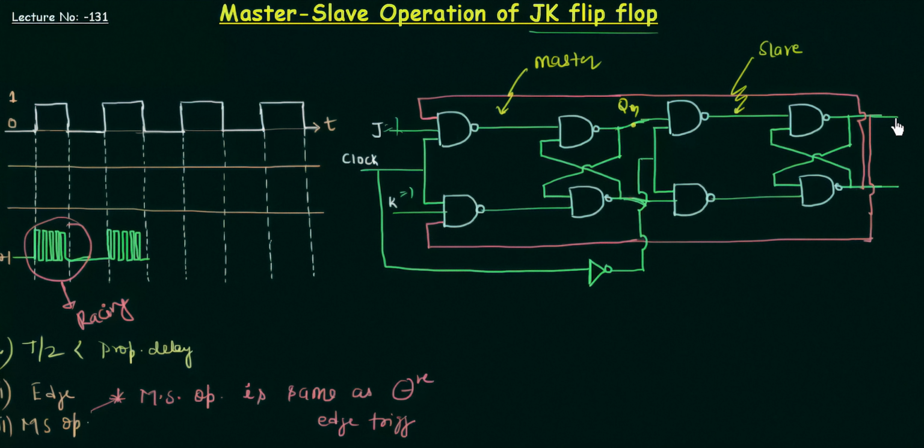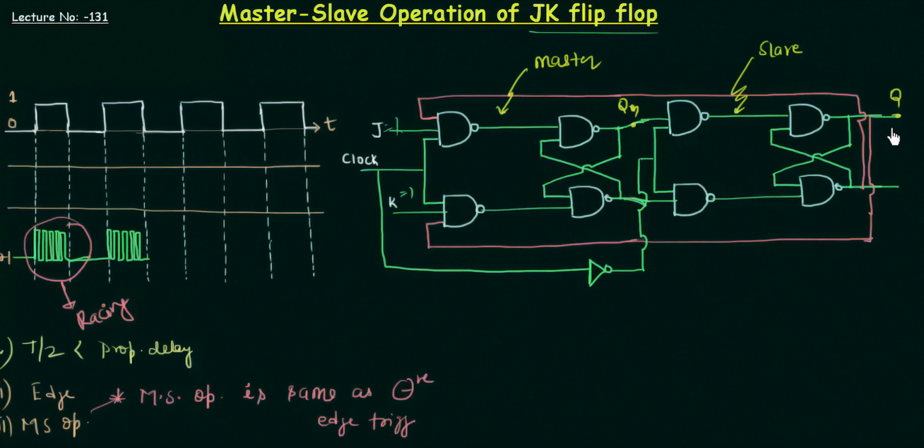changed, and the output Q remains the same because the clock is low for the slave when the clock is high for the master. Similarly, when the clock is low, the clock will be high for the slave, and the master will not be functional, whereas the slave will be functional, and the output changes.